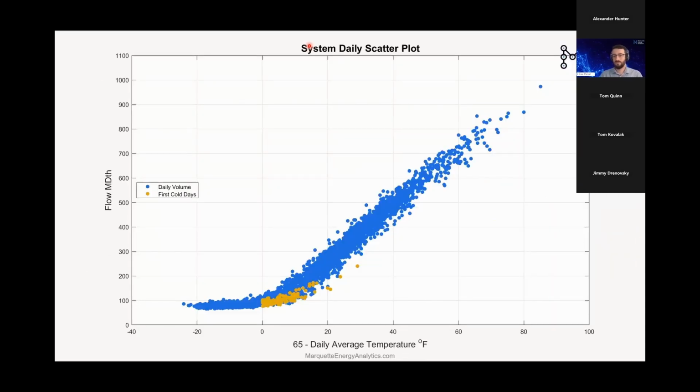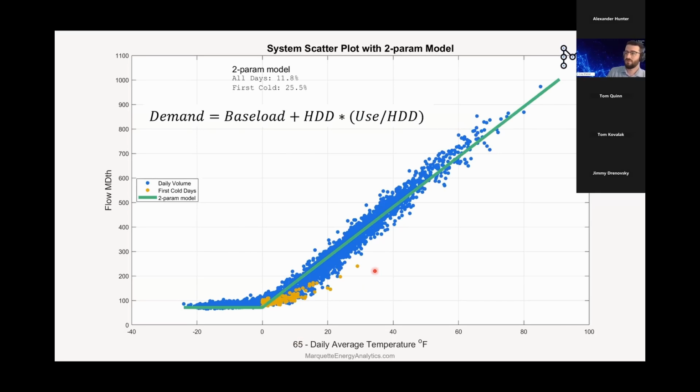So this is that same data. I've flipped the graph around. The x-axis is now heating degree day, or more accurately, 65 minus the daily average temperature. And then I've highlighted our first cold days here in yellow. We're going to fit a model to that.